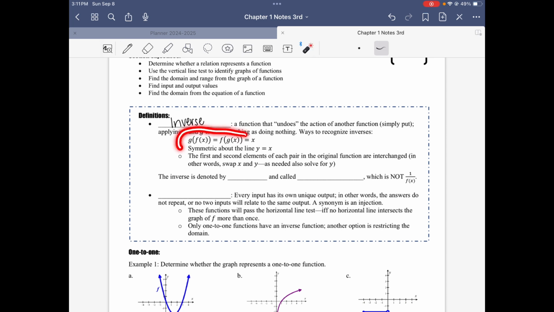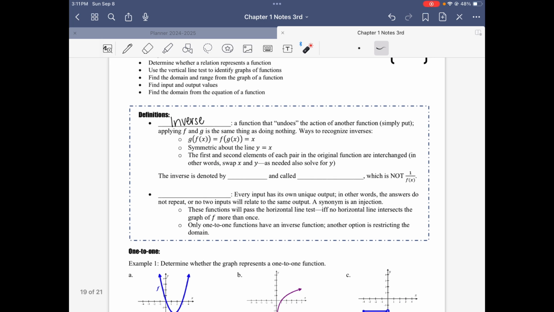The first is an algebraic definition, and it says that if you take f of x and plug it into g of x, it should simplify to x. And vice versa, if you take g of x and plug it into f of x, you should get x out. The graphical definition is that it's symmetric across the line y equals x. And another way of thinking about it is that the first and second elements of each pair in the original function are interchanged. In other words, we swap x and y.